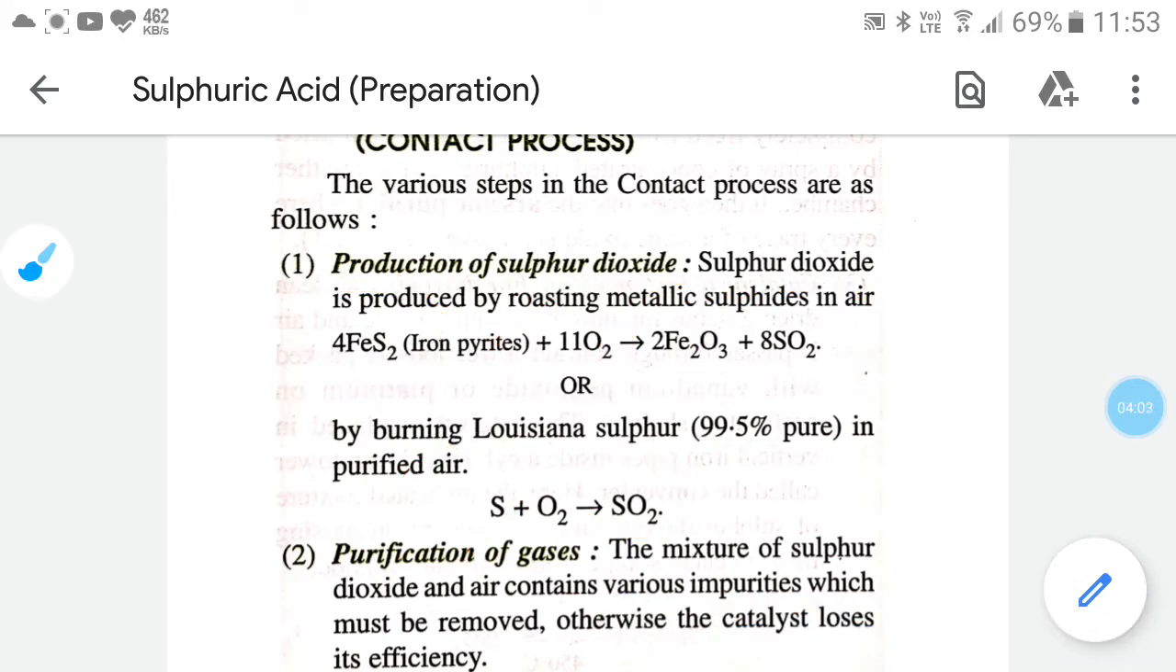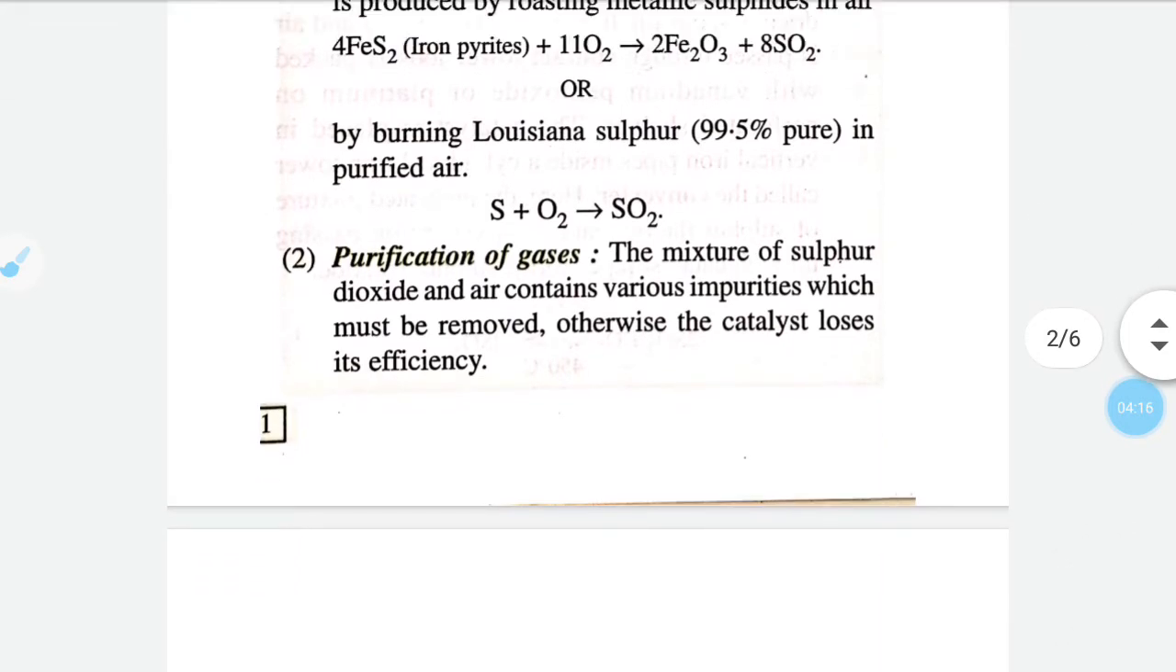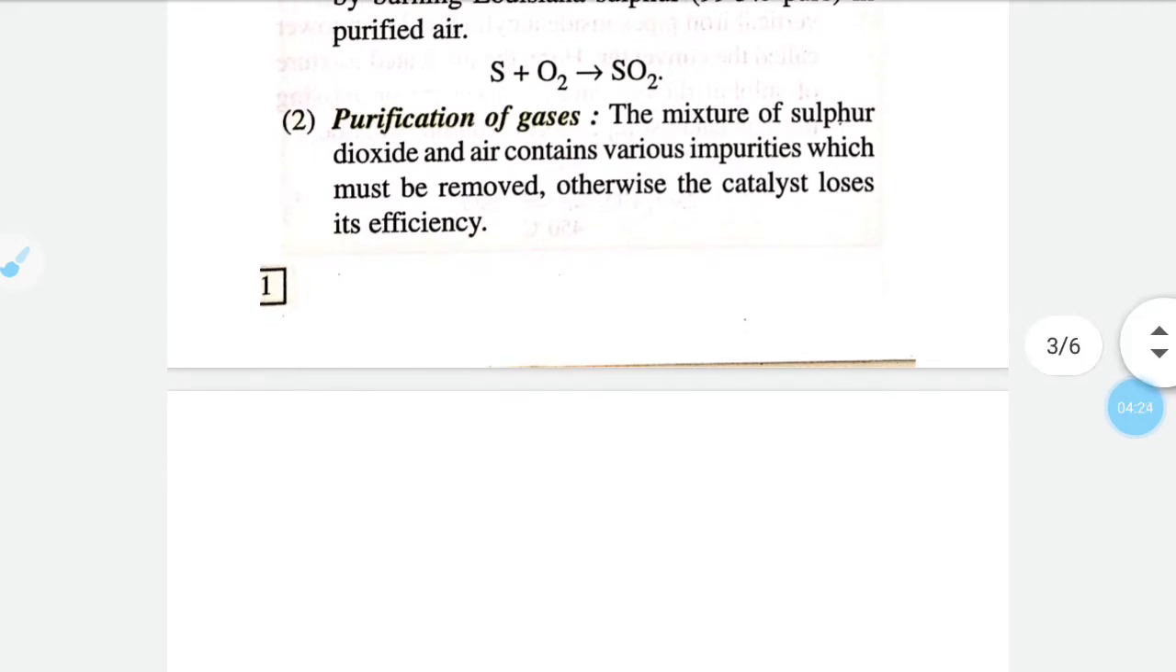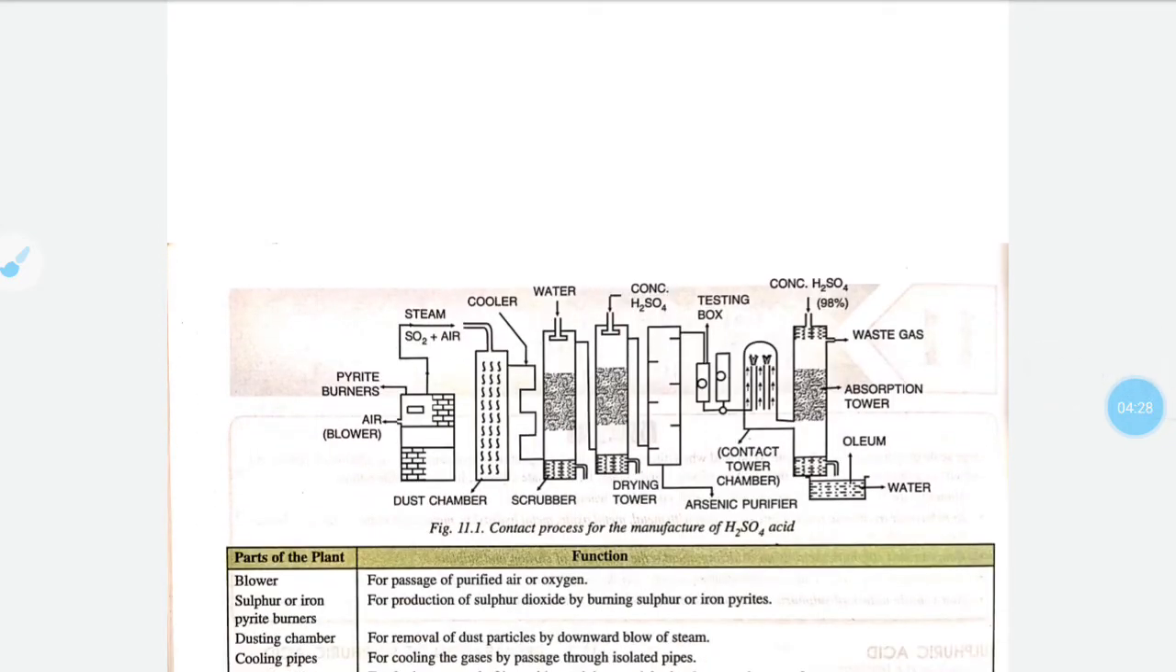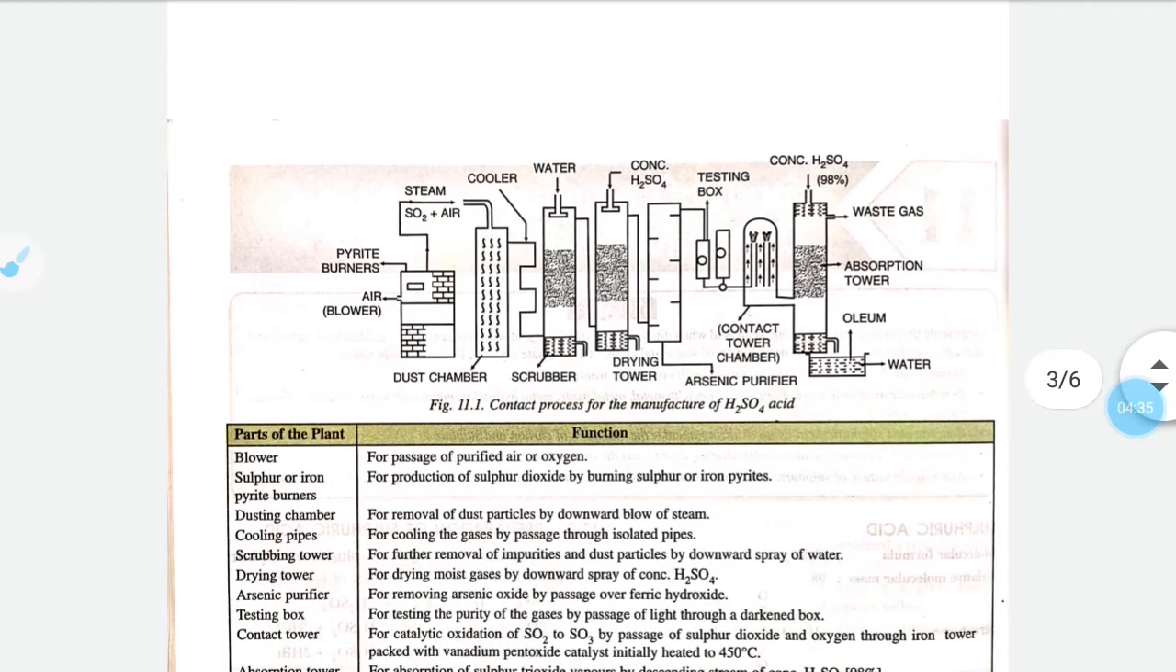Now, if we are using elemental sulfur or iron pyrites ore, then it is expected that there will be some impurities present in it. So in order to remove those impurities, purification of the gas is very important. Purification is done by various processes. It is important because if we don't purify it, it will damage our catalyst. I will come to this diagram when I complete the discussion about the reactions, then we will come to this diagram later.